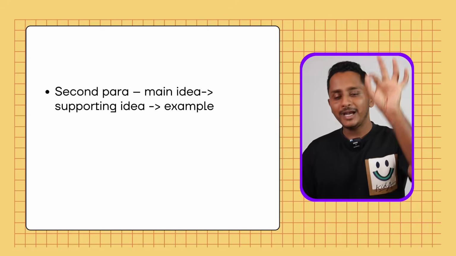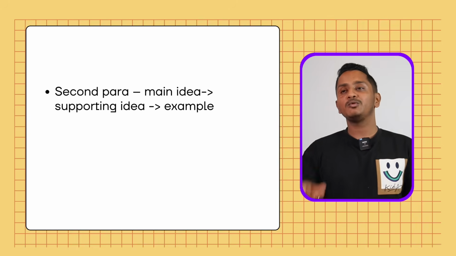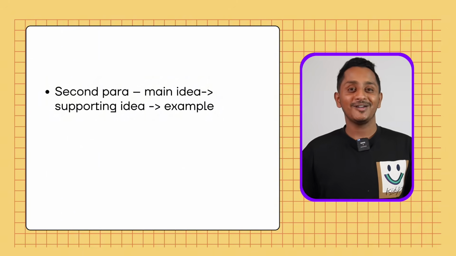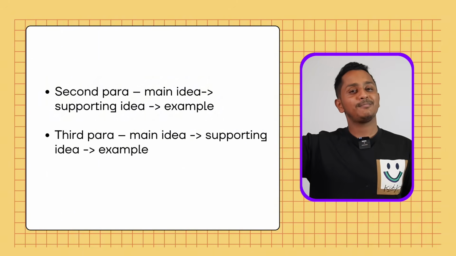If you agree, in the second paragraph also you should say why you agree with one main idea, supporting idea, example. Third paragraph also you should say why you agree with one main idea, supporting idea, example. And then you conclude. But you have to talk about the disagree side as well in the third paragraph a little bit. That I'll share using a structure.